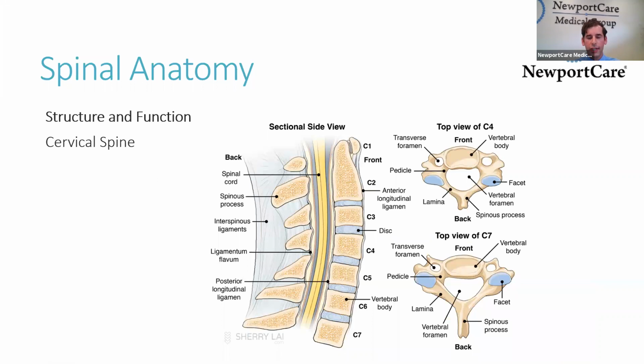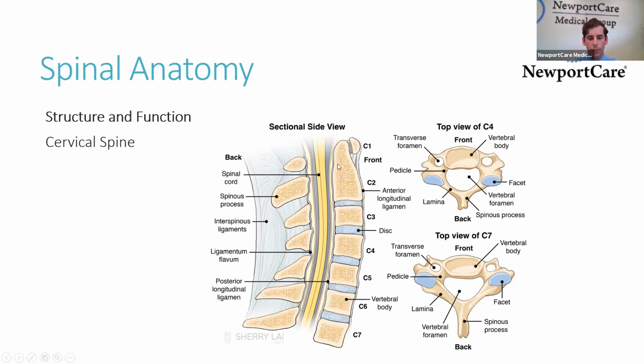Here we see an artistic rendition of the cervical spine. On the right, we can see what the vertebrae look like from above, and we can see the big vertebral foramen right here where the spinal cord runs. We also see the transverse foramen right here and here where the blood vessels run up to the brain. And then we can also see on the left here from the side or lateral view, the same structures.